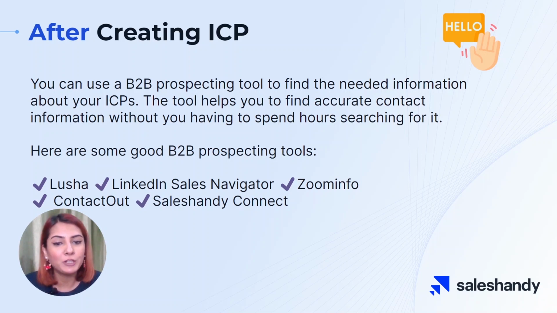However, you probably don't have any contact information about your ICPs, right? So you can use a B2B prospecting tool to find the needed information. These tools help you find direct contact information without you having to spend extra hours researching and finding accurate details of your prospects. Here are some good B2B prospecting tools that you can use: Lusha, LinkedIn Sales Navigator, ZoomInfo, ContactOut, and Saleshandy Connect.